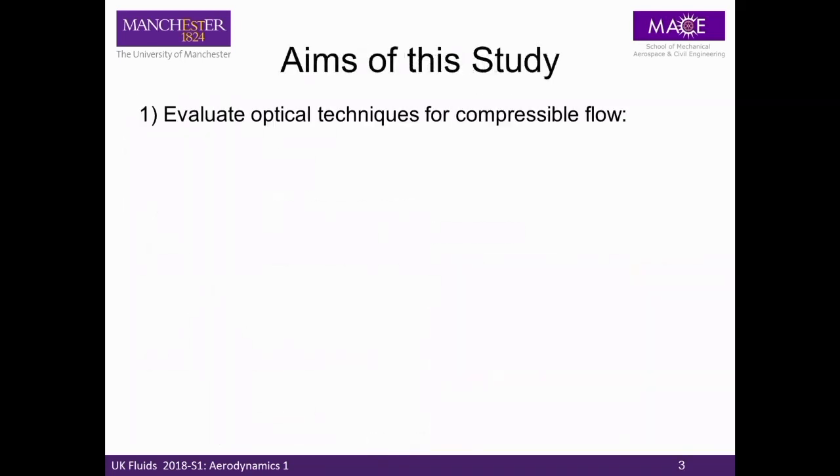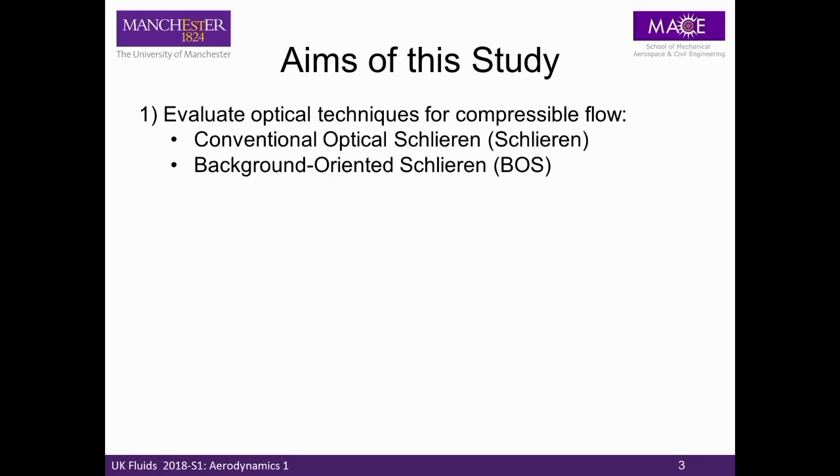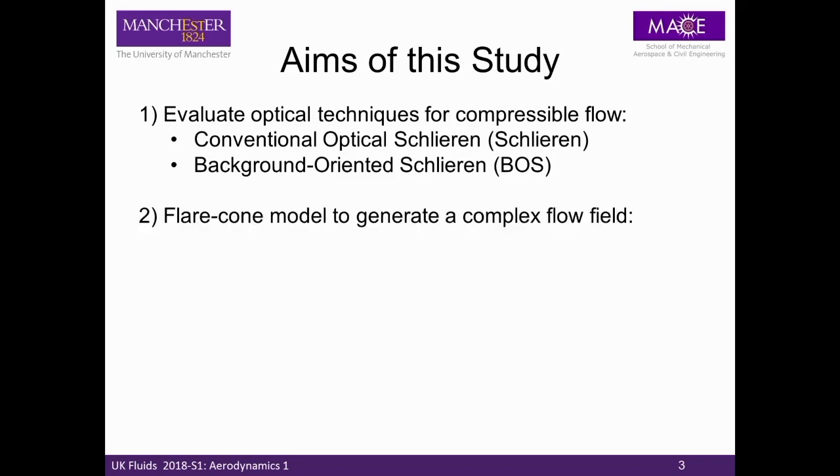So the aims of this study, as part of the wider study of my PhD: I'm evaluating optical techniques for compressible flow. That is conventional optical Schlieren, which I'll just call Schlieren from here on in, and background-oriented Schlieren, which I'll call BOSS. To do this in a steady-state case, I've been using a flared cone model. This generates a complex flow field, giving you lots of different flow features which you'll typically see in compressible flows. So it's a good analogy for what you might want to do to develop the technique.